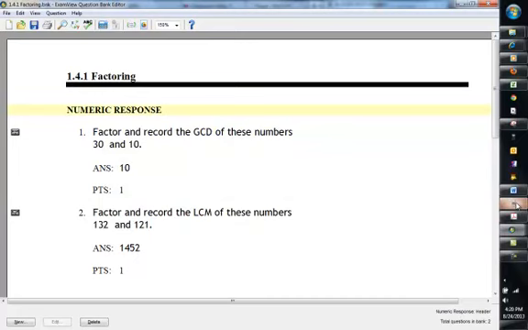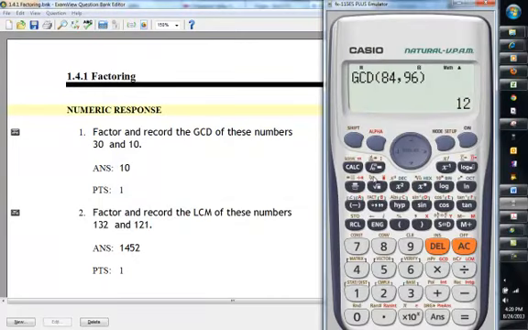factoring. Let's do 30, so the greatest common divisor of 30 and 10. Make sure you use the comma key there, and you get 10.